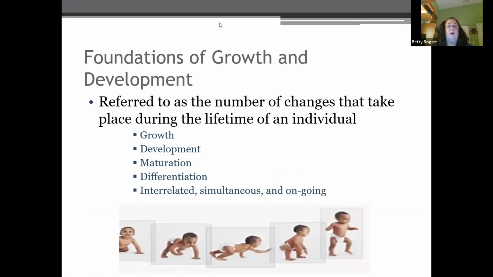Okay, here we go. We're going to talk about growth and development. If you think about what an infant is at birth and what they are doing at 1 year old, it's amazing. They're born at 7 pounds. They triple their birth weight by age 1. They go from not being able to lift up their head to at least standing up and taking several steps. That is amazing. It's interrelated, simultaneous, ongoing, and if you blink your eyes, it's going to be done.